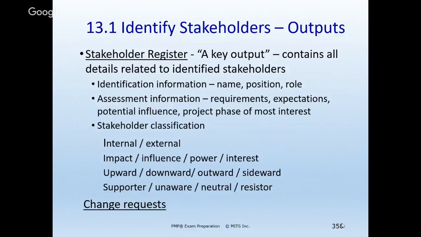Probably want to classify our stakeholders in different ways. So internal, external, the idea of impact, influence, power, or interest, that upward, downward, sideward, outward kind of thing. There's another way of saying internal, external, I think, and then up and down. What kind of people are they to start with? Are they supporting what we're doing, not aware of what we're doing, neutral, or are they really against what we're doing? Or just putting a list of people together.